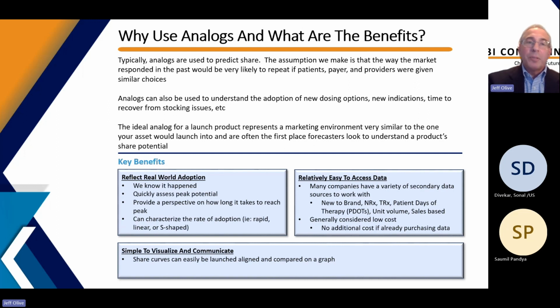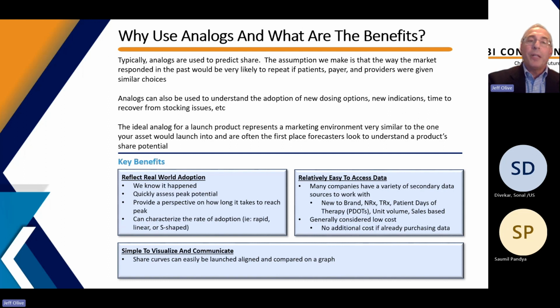And just to level set, this will be a handy tool for us down the road. The ideal analog for a launch product represents a marketing environment that's similar to the one we're going to launch into, and for a product that is similar to what ours would look like. Analogs are also the first place people tend to look, and that has a lot to do with the benefits. So let's talk about three key benefits that I identified. One is real-world adoption. Two is relatively easy access to data. And the third is just ease of use.